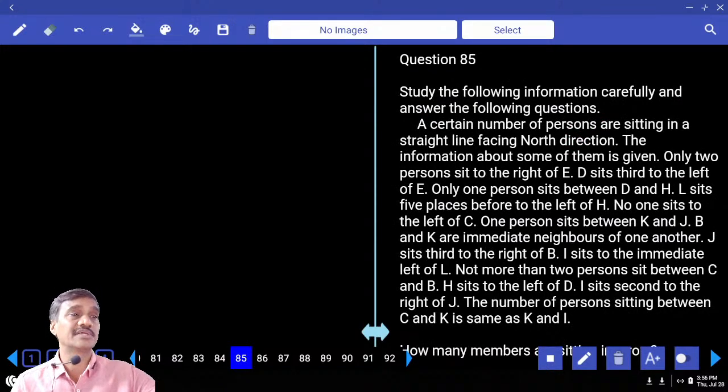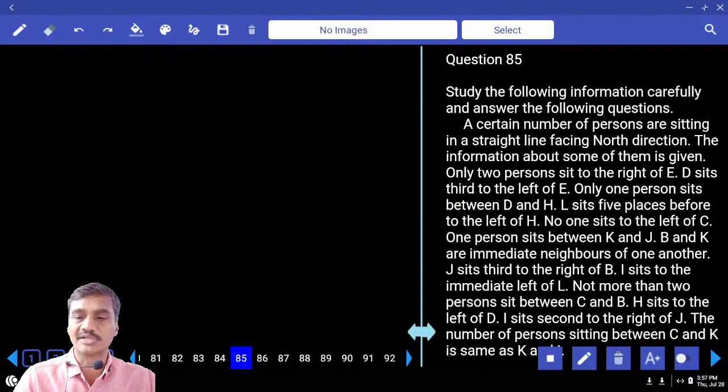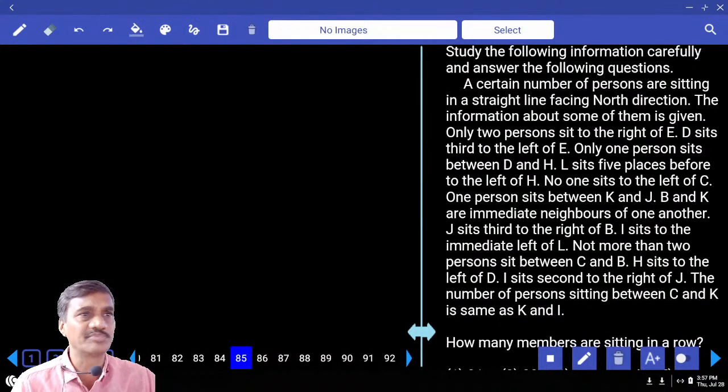Now 85, certain number of persons are in a straight line. Isn't it? Certain number of persons are in a straight line. In general, straight line, అన్సర్టెన్ నెంబర్ ఆఫ్ పర్సన్స్ జనరల్‌గా సెకండ్ ప్రయారిటీ పెడతాం. కానీ ఇప్పుడు ఆల్రెడీ 8 క్వశ్చన్స్ వదిలేసాం కాబట్టి ఇది ఫస్ట్ ప్రయారిటీ కింద చేసుకోండి.